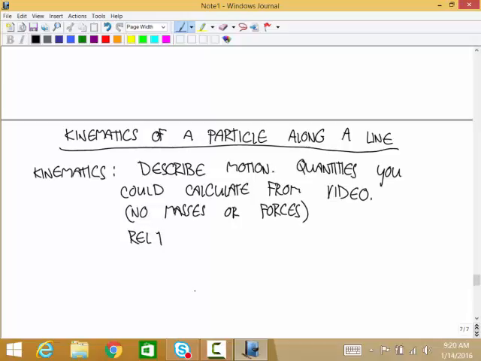And so what we're going to be talking about is the relationships between the measured time, the position, the velocity, and the acceleration.